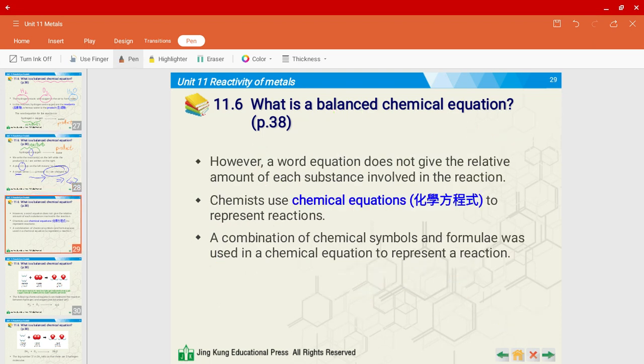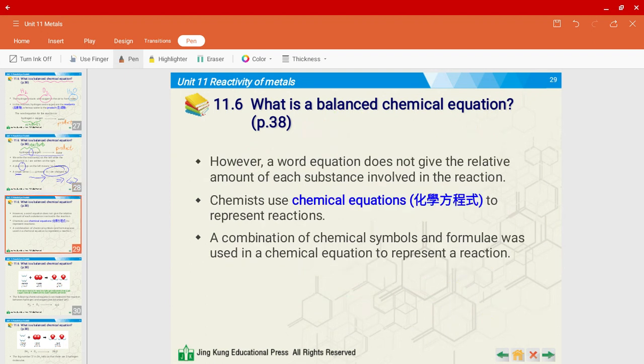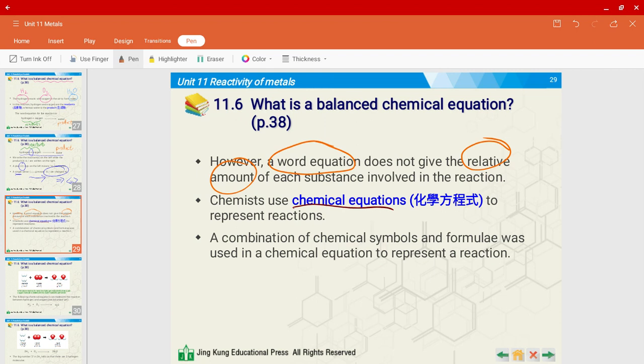However, we've already learned about word equations. Like over here, hydrogen plus oxygen, you get water, but it does not state the relative amount of each substance. So how much hydrogen am I using, or how much oxygen am I using, and how much water is formed? Through word equations, I'm not able to know about these things. And that is why we chemists need to use chemical equations. Chemical equations will help us to understand these things in further detail.